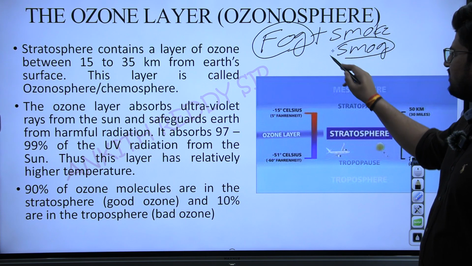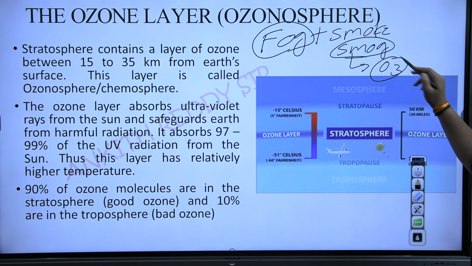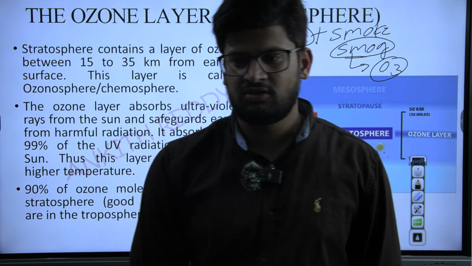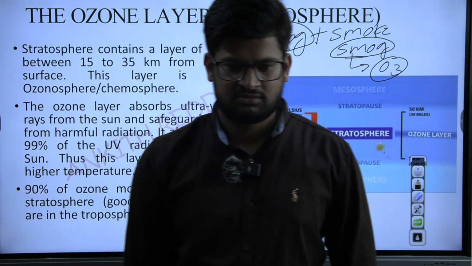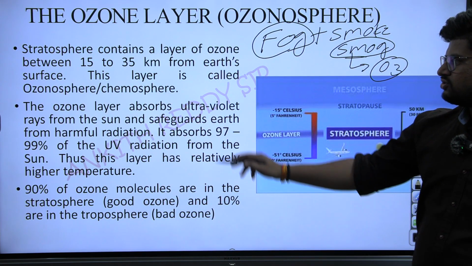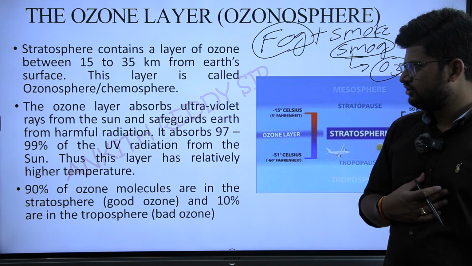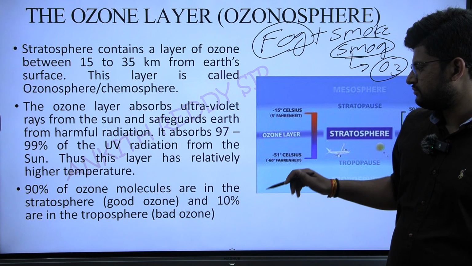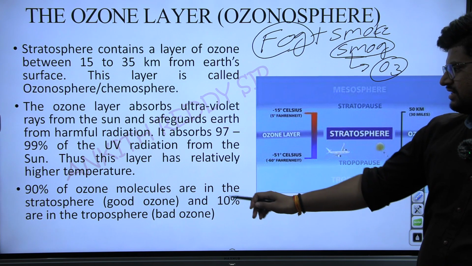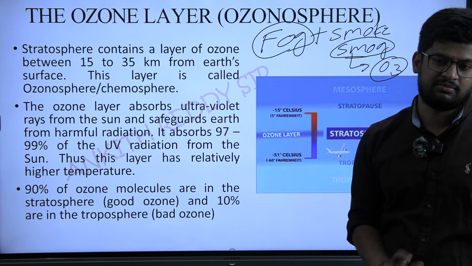With sunlight and this reaction, ozone is formed at ground level. Ground level ozone is harmful because it absorbs heat at the earth's surface. The ozone layer absorbs the ultraviolet rays from the sun and safeguards us from UV radiation. 90% of ozone molecules are present in the stratosphere and 10% in the troposphere, and the ozone present in the troposphere is bad ozone, remember.